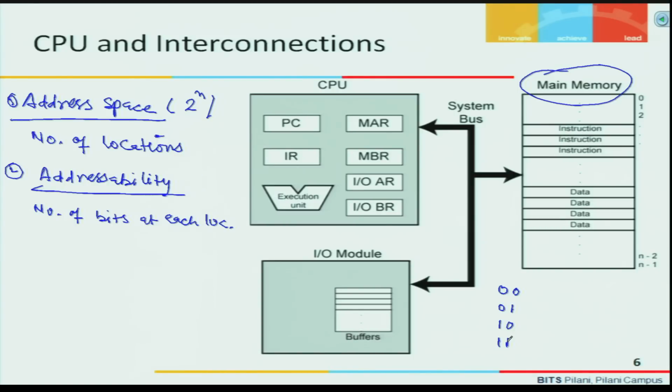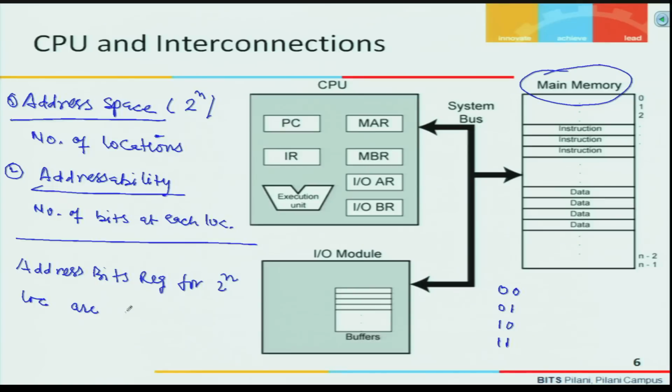So for an address space of 2 power n, I require a minimum of n bits to identify each location. Let me write here: address bits required for 2 raised to the power n locations are n bits. Total n bits I require.